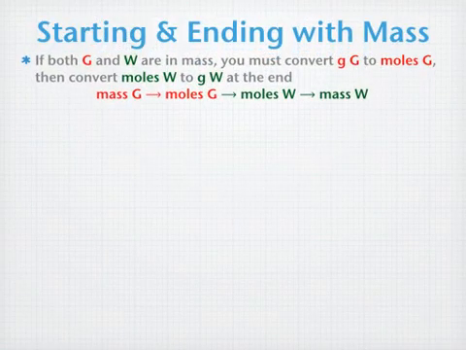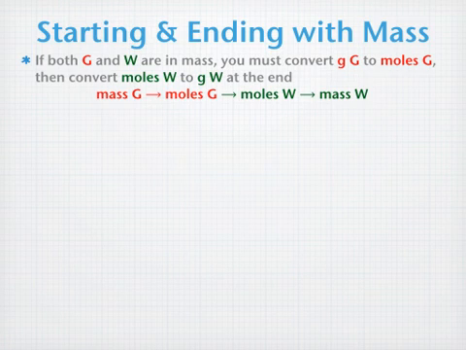Now, more realistic problems, and you'll be doing this in the lab at the end of this week, are problems that start and end with mass. And that makes sense because we can measure mass of the reactant, we can measure mass of the product, and most of the mole-to-mole problems we're going to be doing are going to actually be mass-to-mass problems. Here's a little helpful flow chart to help you along the way.